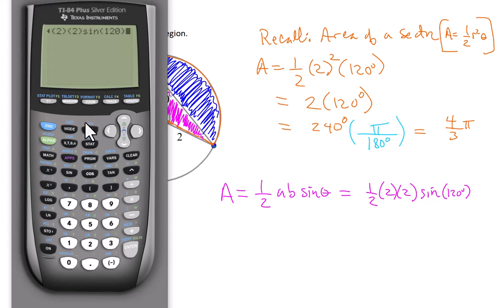And I've got to make sure I'm in degree mode, so I'll just go quickly check on that. Yep, in degree mode. Okay, so now we'll go ahead and hit enter for this, and it gives us a result of 1.732050808.